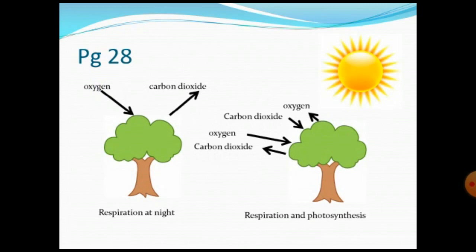I hope you can point out which is photosynthesis and which is respiration. The one in which oxygen is released into the atmosphere and carbon dioxide is taken in is photosynthesis, while on the other hand, the one in which oxygen is taken in and carbon dioxide is given out is respiration. So I hope this diagram is clear to you: what happens during respiration at night, and what happens during respiration and photosynthesis both.